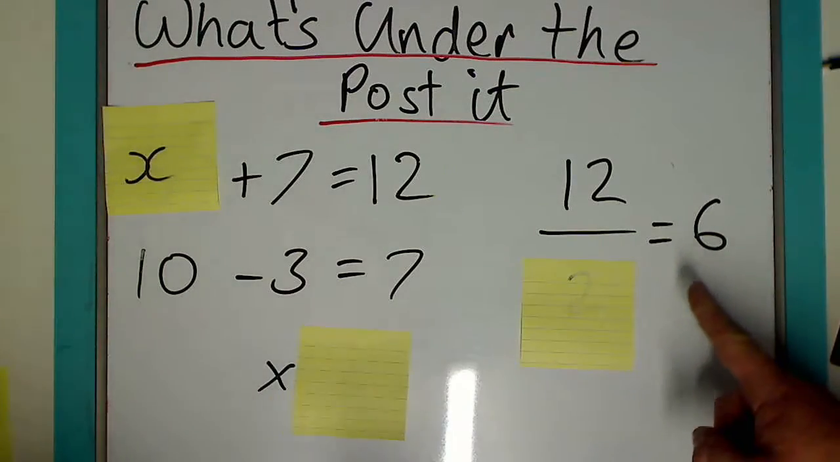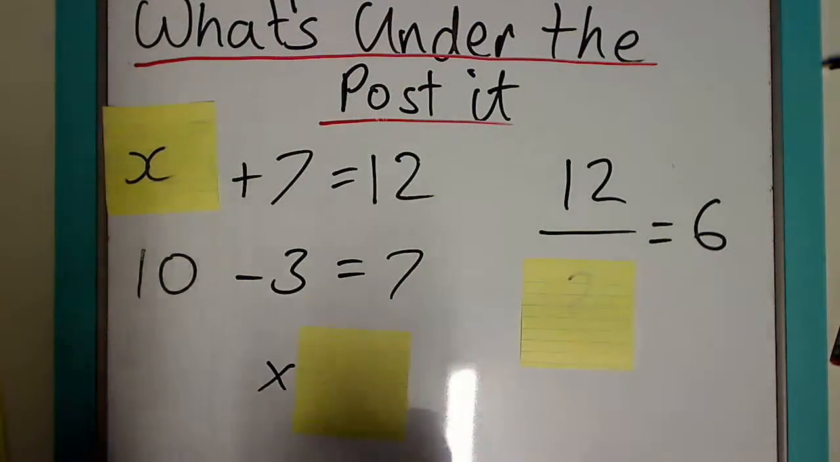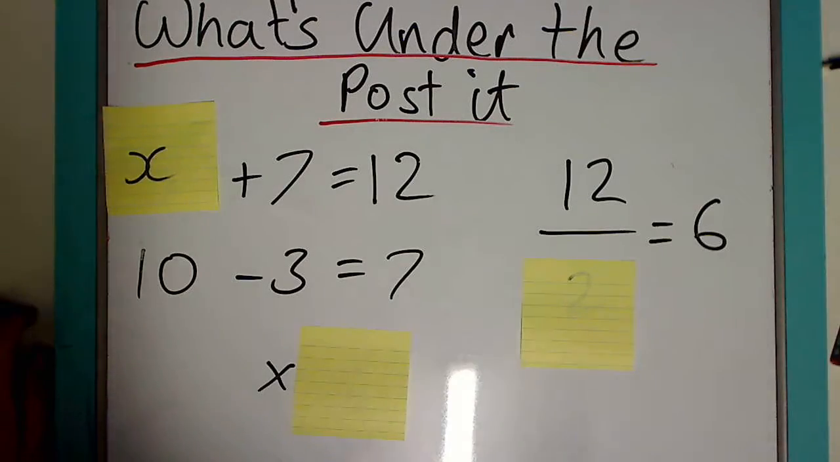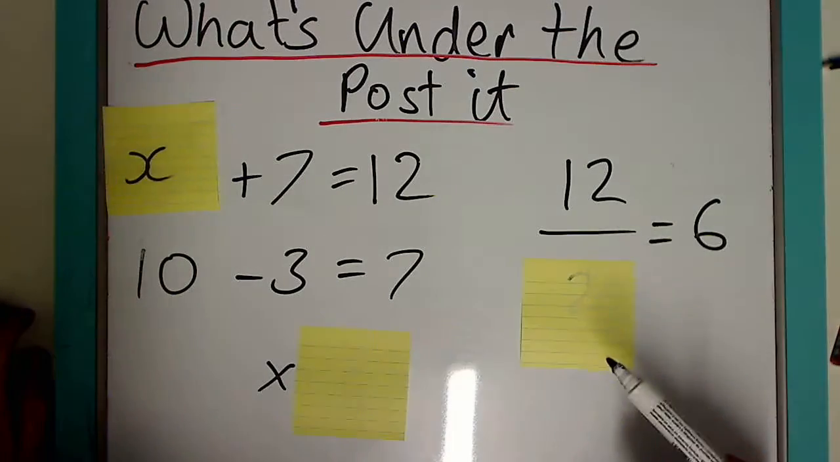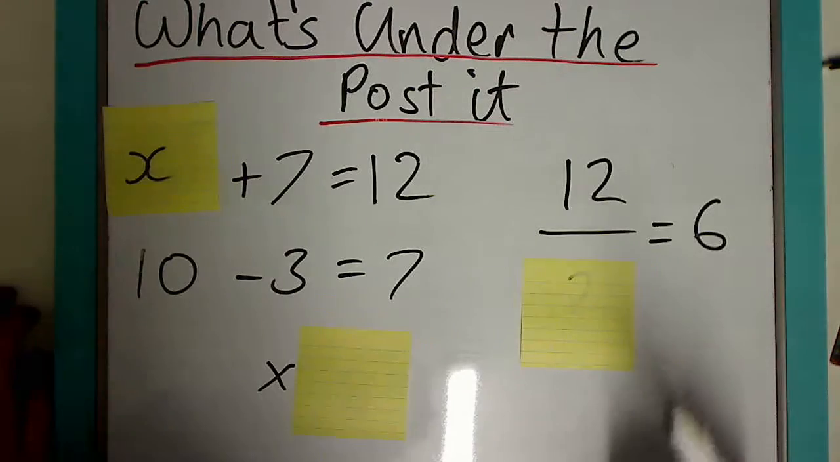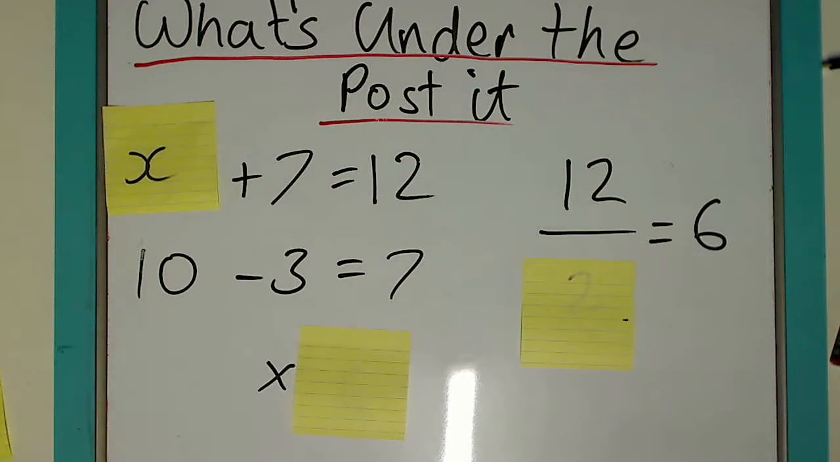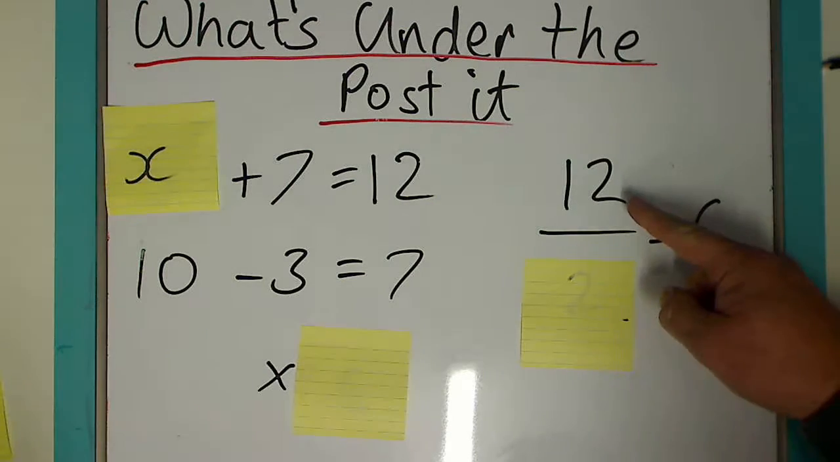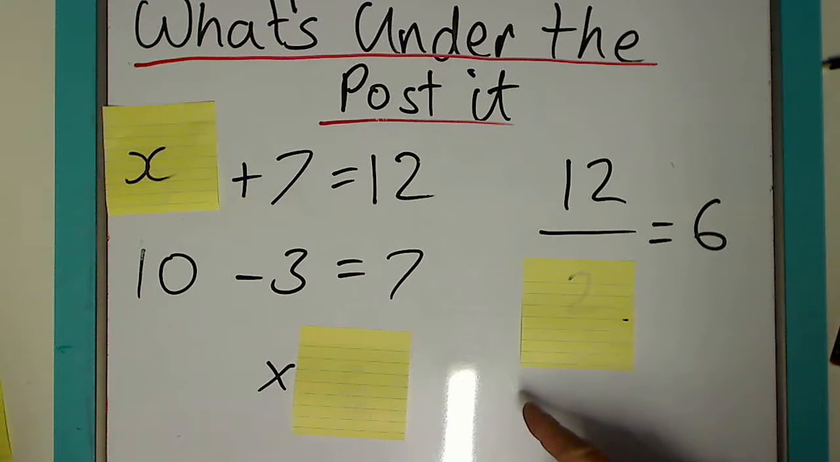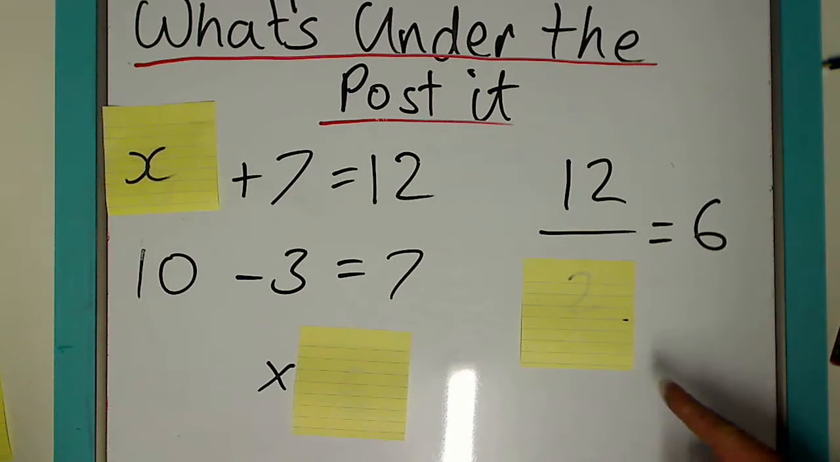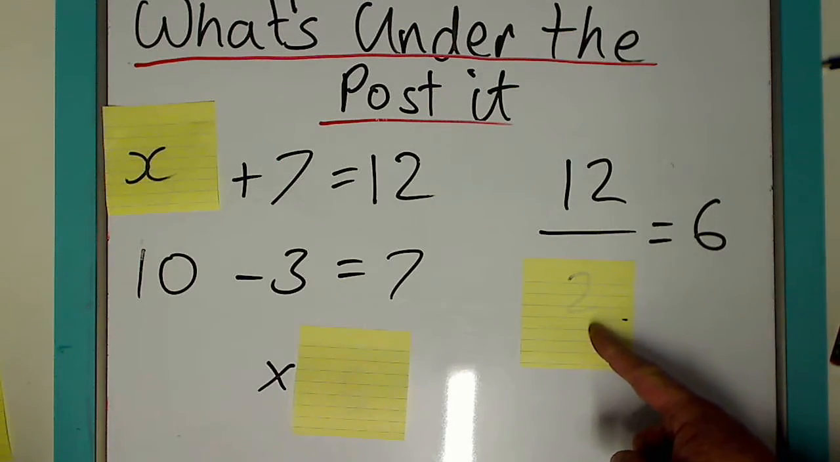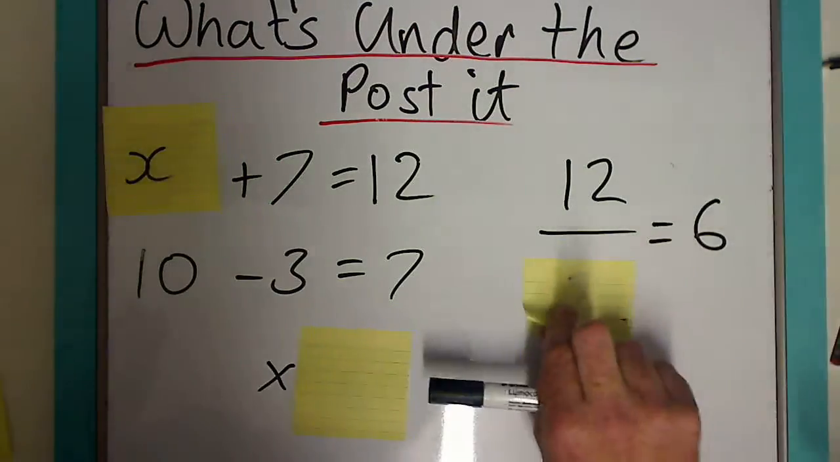What about this one? Okay, so we've got some number, 12, divided by the Post-it makes 6. 12 divided by the Post-it makes 6. Okay, can we write that another way? Can we, like, go 12 divided by 2? Well, I've sucked it up, haven't I? Because I've already guessed what's under the Post-it. Hey!